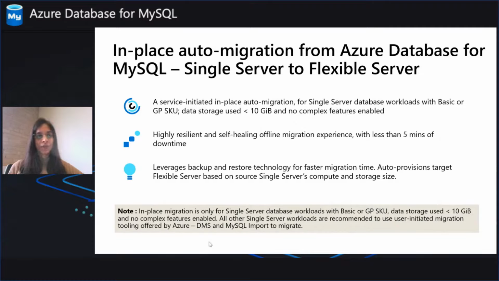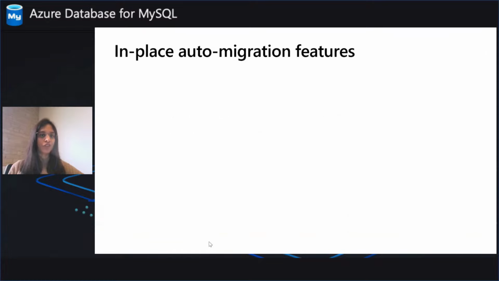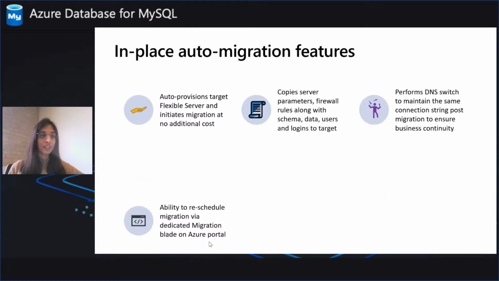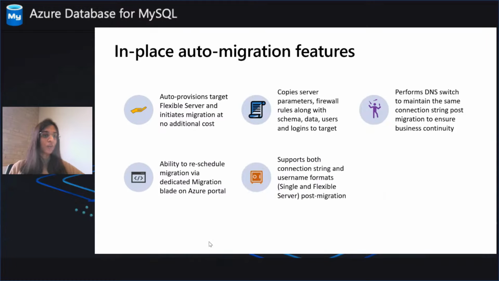Next, let's take a quick peek at the key features for this in-place auto migration. First, we auto-provision the target flexible server, and we initiate the migration at no additional cost. The migration copies server parameters, firewall rules, along with all the schema, data, users, and logins from your source single server to the target flexible server.